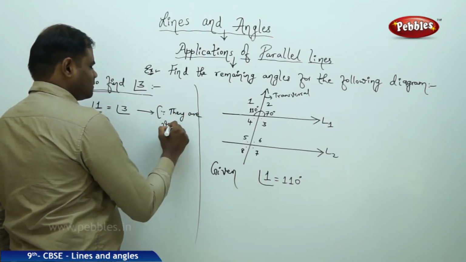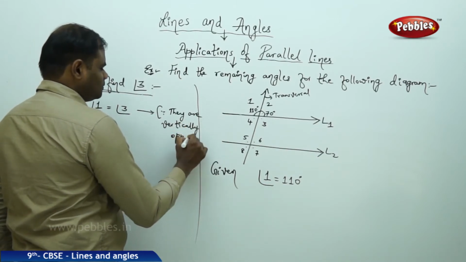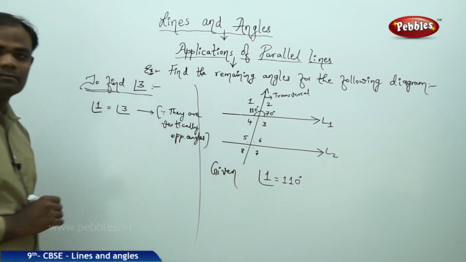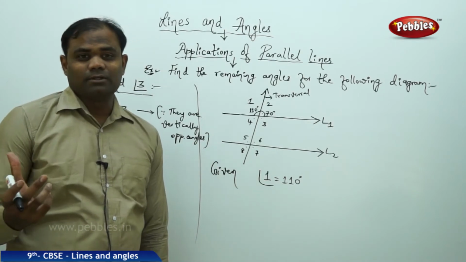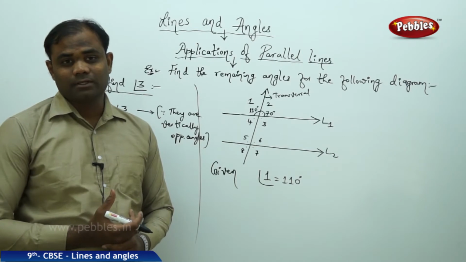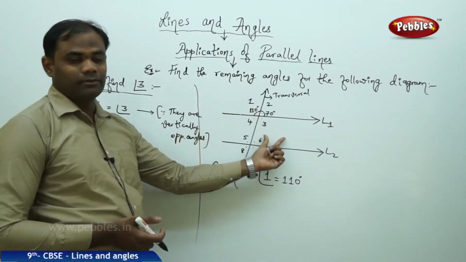They are vertically opposite angles and hence they must be equal, as we have seen in the property in the previous session. Vertically opposite angles are always equal. Therefore, angle 1 equals angle 3.